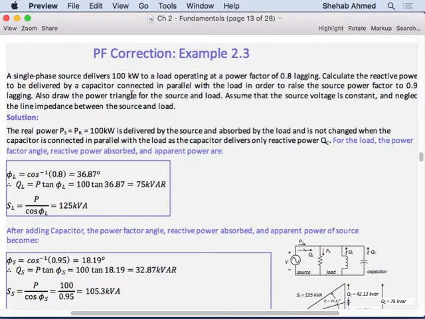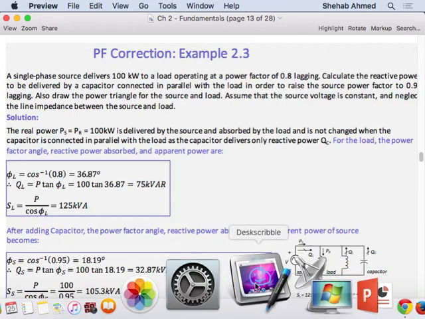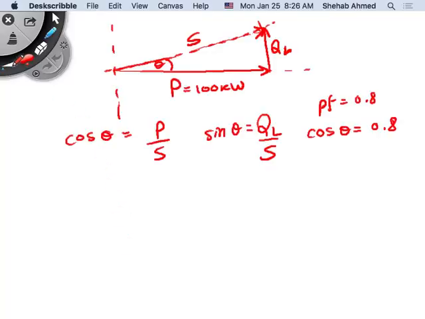Calculate the reactive power to be delivered by a capacitor connected in parallel with the load in order to raise the source power factor to 0.9 lagging. Okay, so what are they asking for?